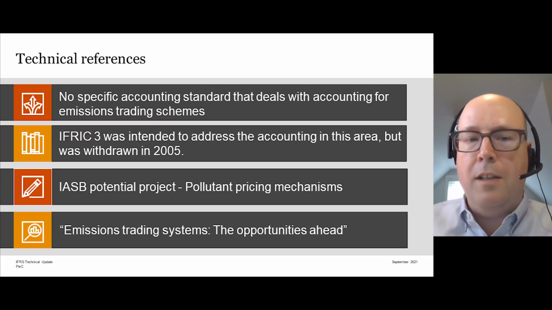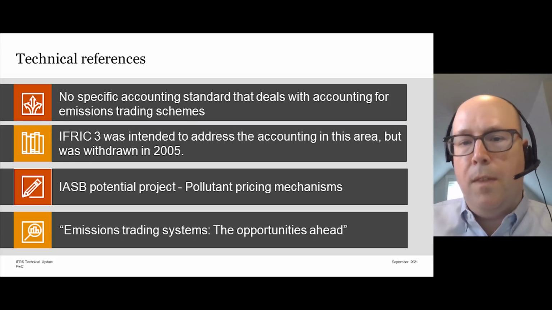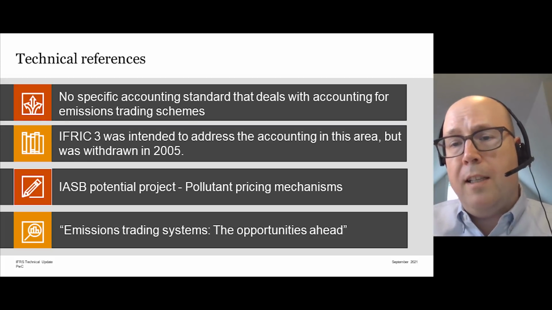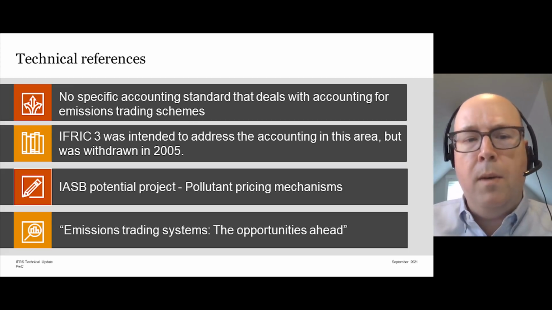Furthermore, the International Accounting Standards Board, or IASB, is consulting on its work plan for the next 5 years, and there is an opportunity for companies to share their views on this topic, since one of the potential large projects identified by the IASB is pollutant pricing mechanisms, which would deal with emissions trading schemes such as the EU ETS and possibly other systems.